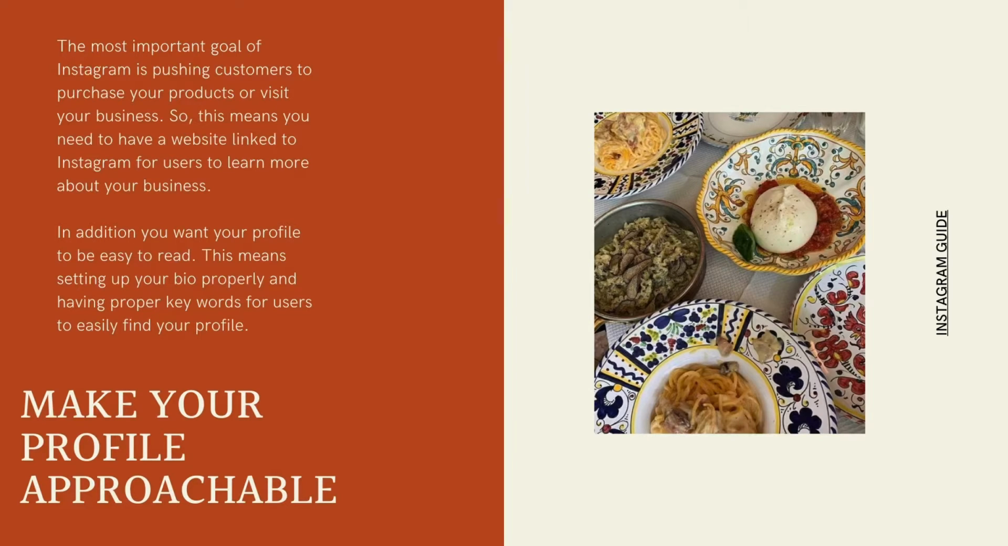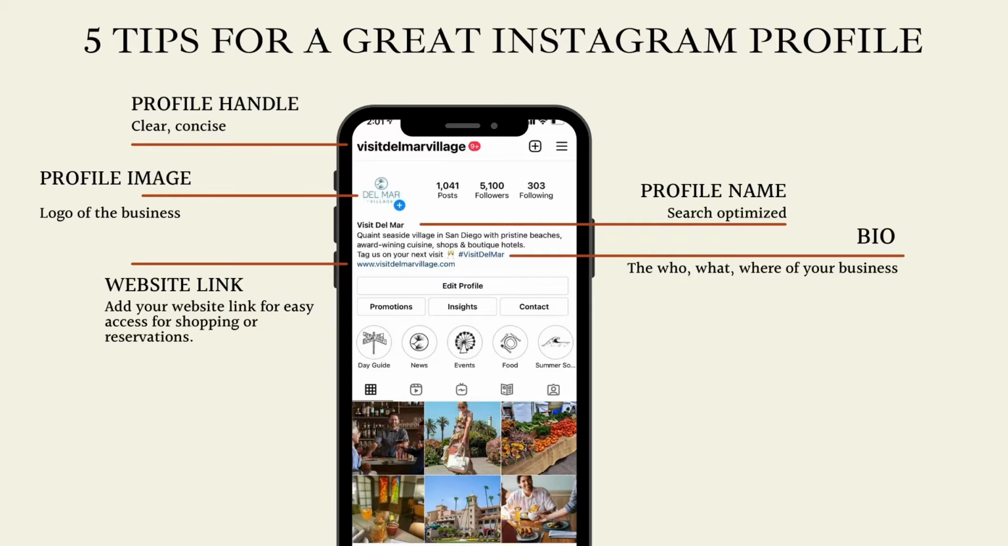And what that means is when somebody logs onto Instagram or finds your profile, you want it to be really easy for them to actually understand what you're selling, what you do, where you're located, and what the core values of your business are. So there's a couple different ways you can go about doing this, but some of the biggest tips I always have is for your Instagram bio.